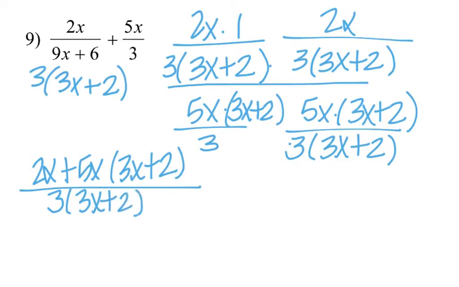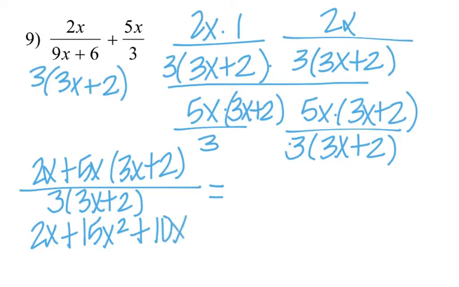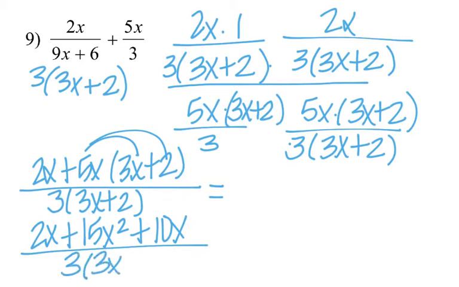So remember, our bottom stays factored, but we're going to continue to distribute on the top. So we want to go ahead and distribute out that 5x on the numerator. So we're going to just come down and do 2x plus 15x squared plus 10x. Everybody see what we did there? We just distributed over 3 times 3x plus 2.